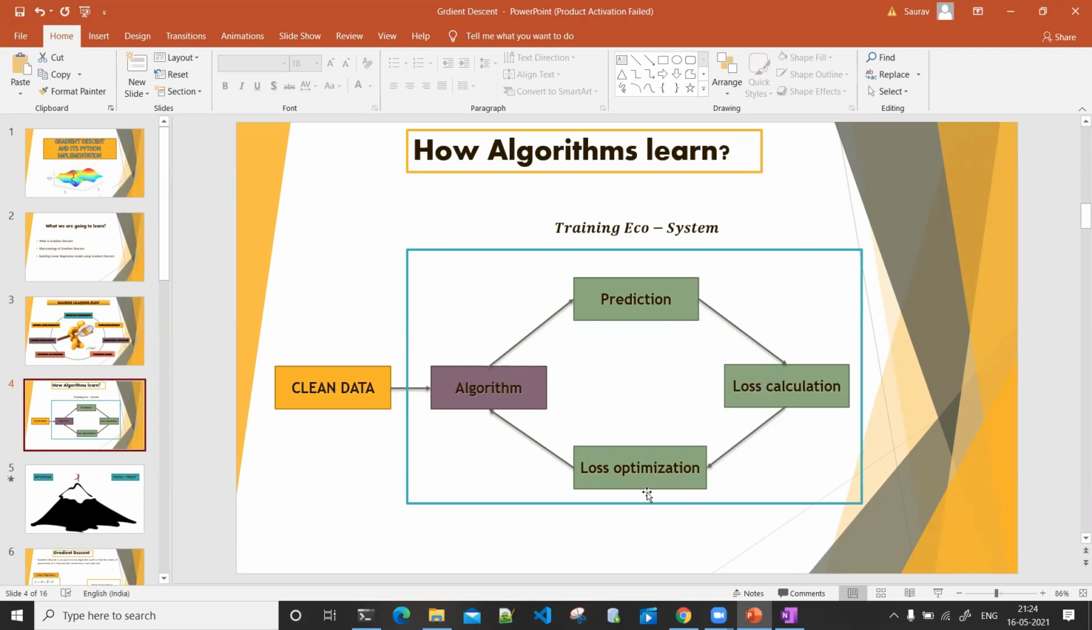Now what do you do? You do the loss optimization. You try to minimize the loss. And how do we minimize the loss? By changing the parameters of the algorithm. This process keeps on repeating: you predict, then calculate the loss, then optimize the loss using the parameters of the model. Like in linear regression, alpha and beta are the parameters. The algorithm tries to change the values of alpha and beta and look for those values in which the loss is minimum. It keeps on repeating till we are happy with the predictions.